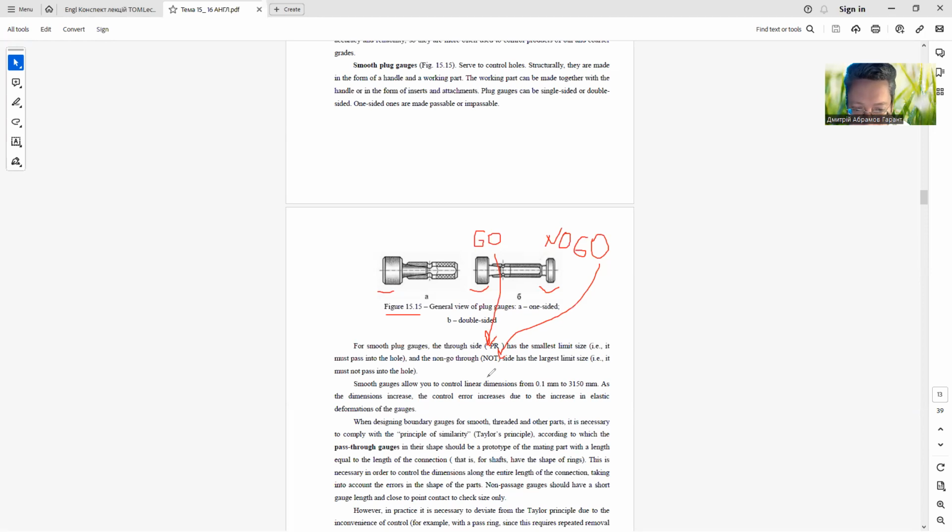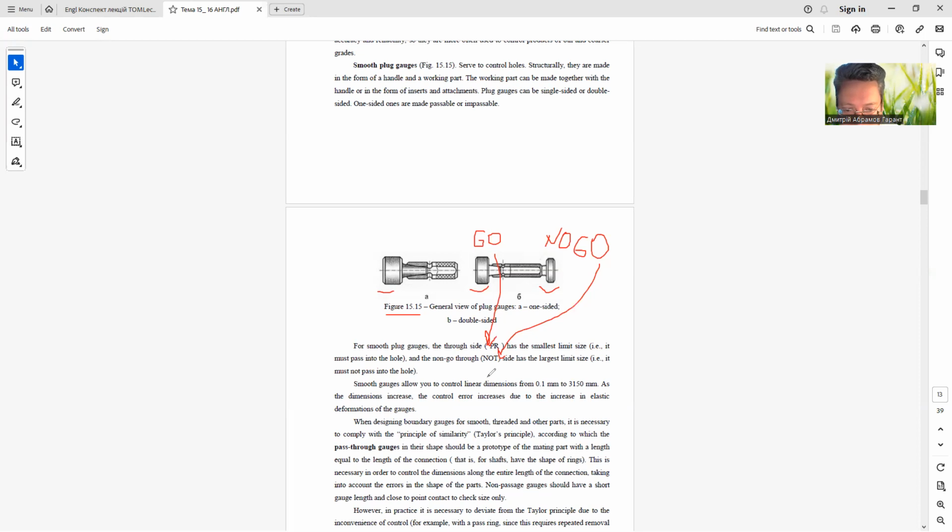Smooth gauges allow you to control linear dimensions from 0.1 millimeters to 3,150 millimeters. As the dimensions increase, the control error increases due to the increase in elastic deformations of the gauges.